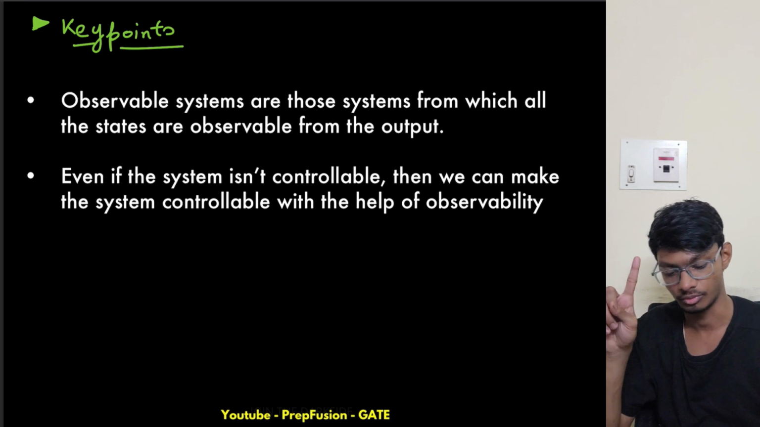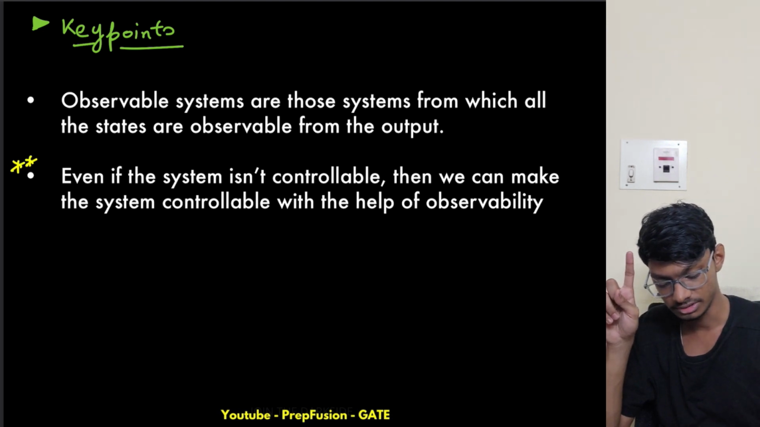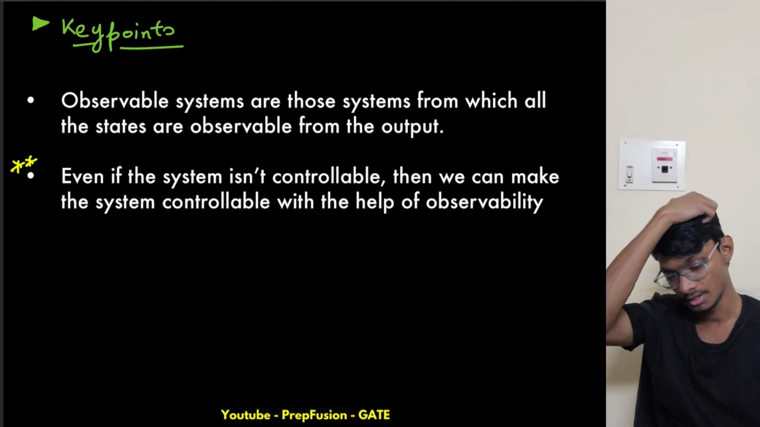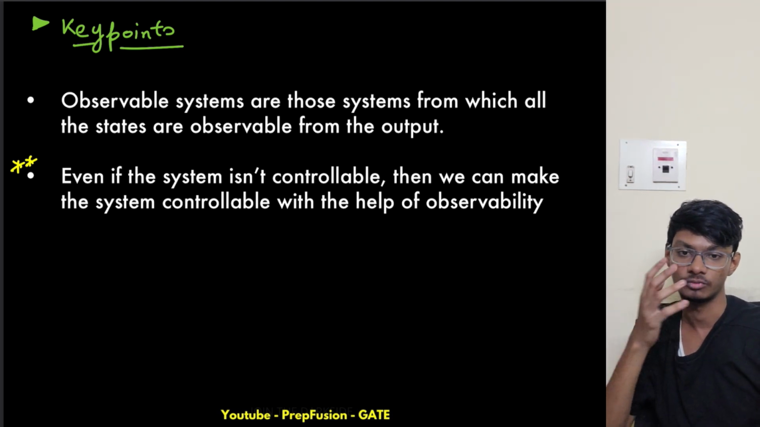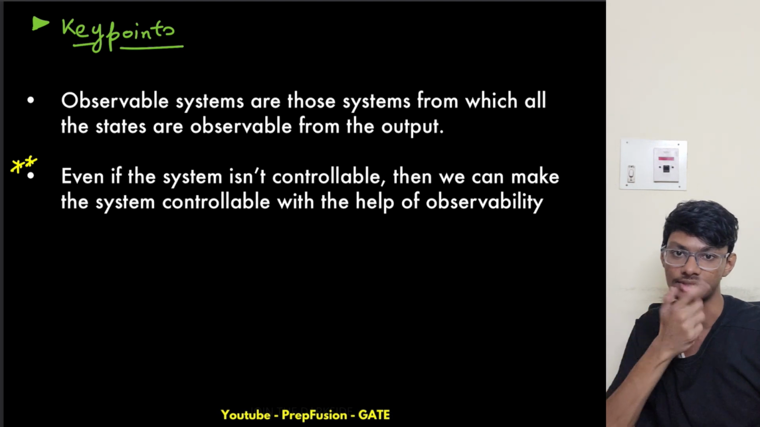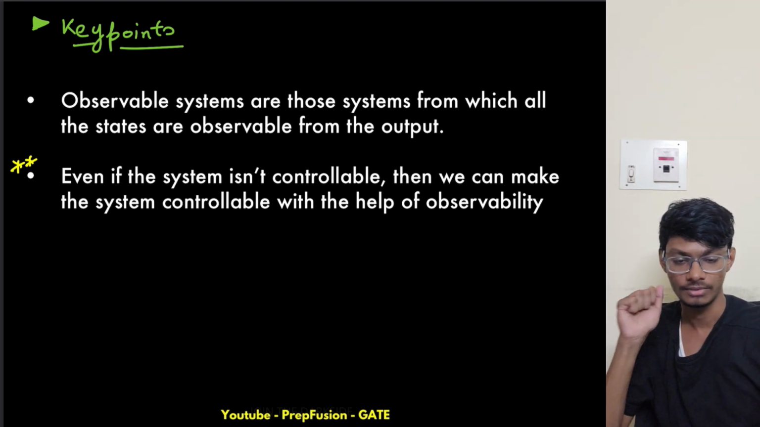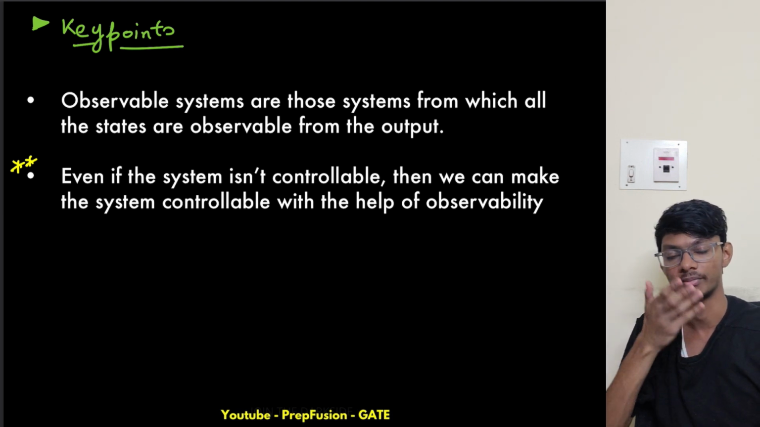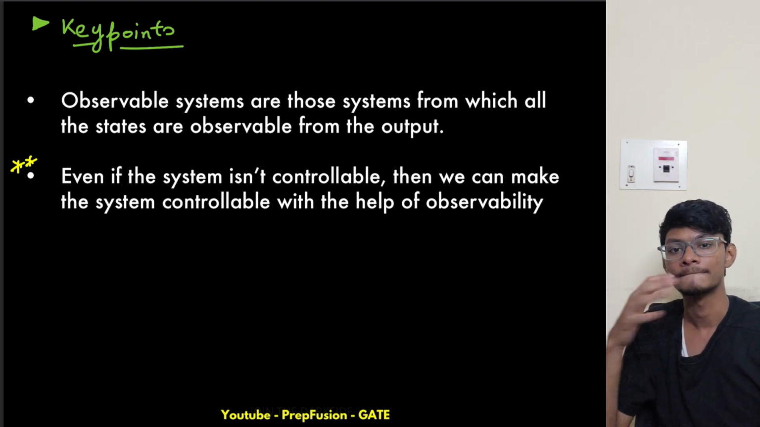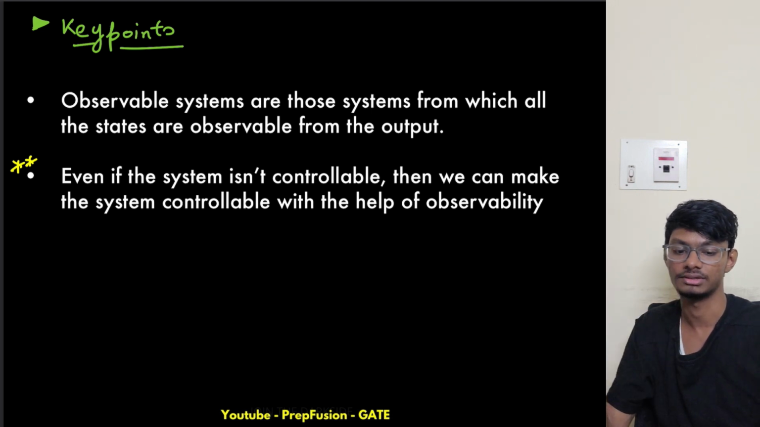Yeah, this is also another important point. Even though the system isn't controllable, that is fine, because we can make it controllable with the help of observability. We can observe the state variables and feed them back to the state feedback. But you might ask, why don't you measure it directly? Why can't you measure it directly? How am I able to observe but can't measure? All these things we'll slowly study and then we'll understand.